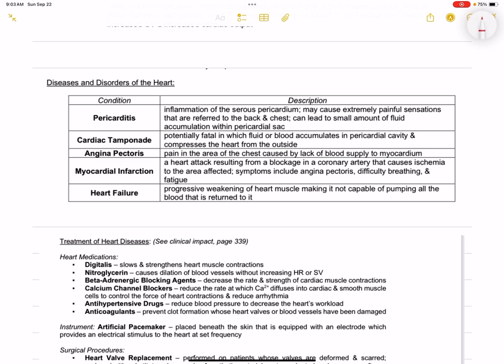So, it limits the amount of blood pumped by our heart, or the cardiac output. Okay? So, it can cause deprivation of blood and oxygen in our body. Okay, that is cardiac tamponade. And angina pectoris, pain in the area of the chest caused by lack of blood supply to the myocardium. Other terms for angina pectoris are also angina or chest pain. Okay, so it is discomfort, or a sudden pain in your chest. Chest pain is angina pectoris.